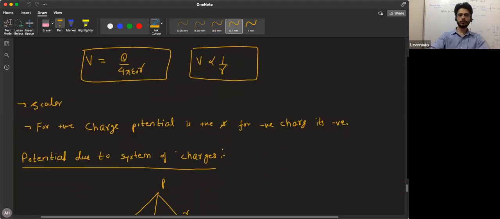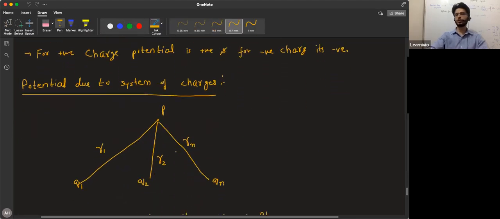And then we calculated potential due to a system of charges. For a system of charges, potential is the algebraic sum of potential due to individual charges. So if you have a system having more than one charge, we calculate potential due to each of the individual charges and then add them up algebraically. Potential is a scalar quantity, so we add them up algebraically. This is how we calculate potential due to a point charge and a system of charges.